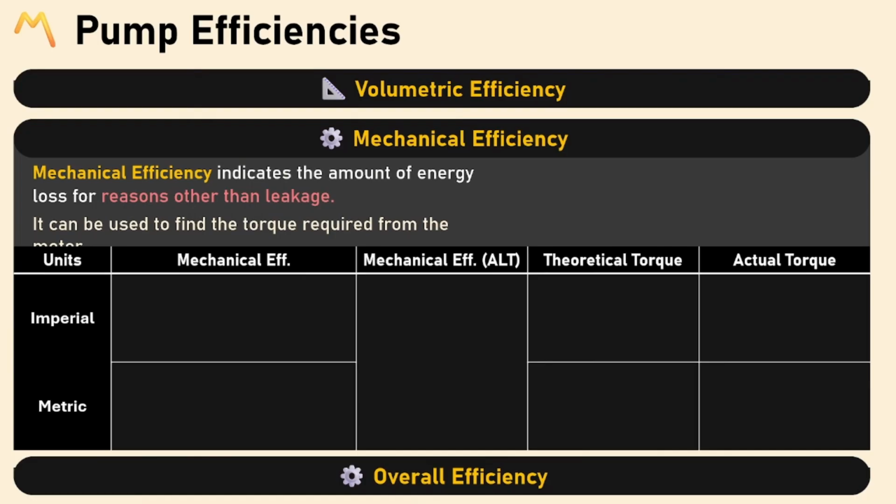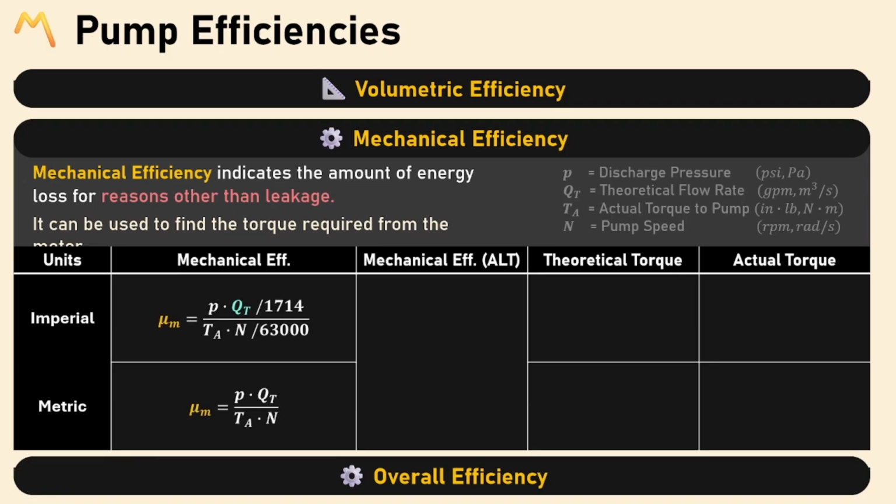Mechanical efficiency, on the other hand, indicates the amount of energy loss for reasons other than leakage. This includes things like heating of the motor, friction within the motor, and various other effects that cause us to lose energy in the process of converting that energy into hydraulic energy. Now, the equations here are a little bit more complicated than the volumetric efficiency. As such, I've laid them out for imperial up here in the top row and metric on the bottom. We'll use metric to explain them, but they are essentially the same equations, but imperial just has a few extra constants that you have to multiply or divide them by.